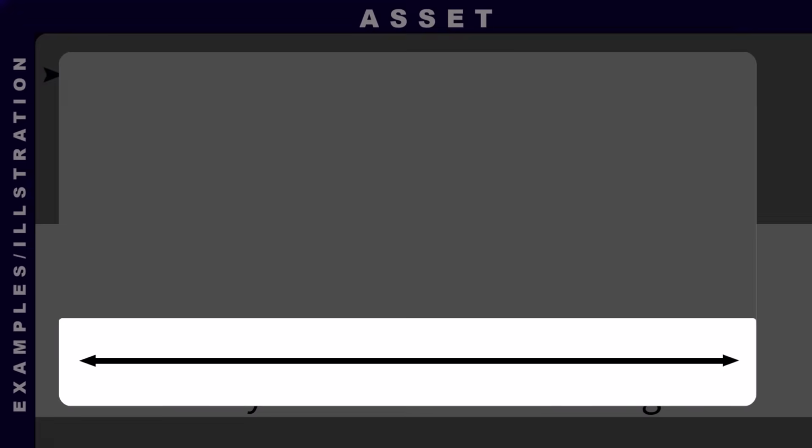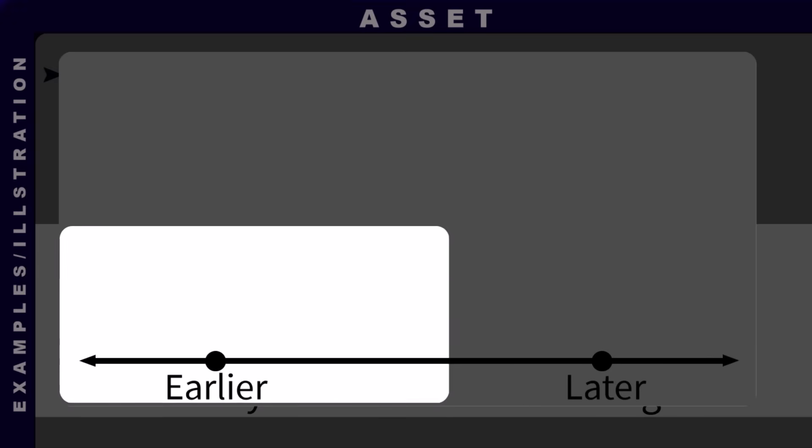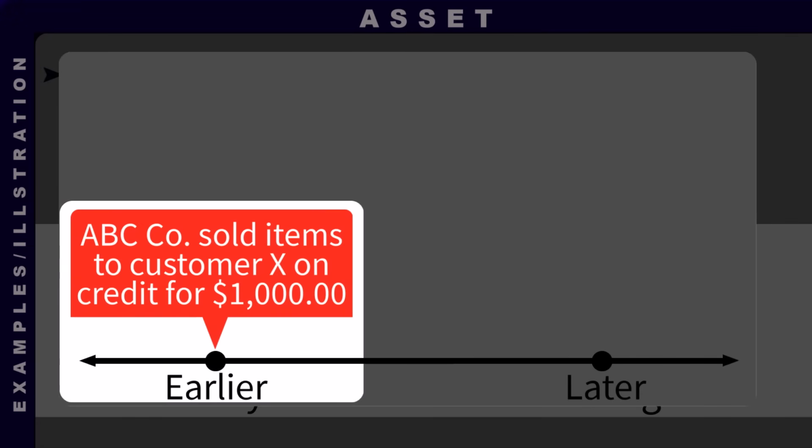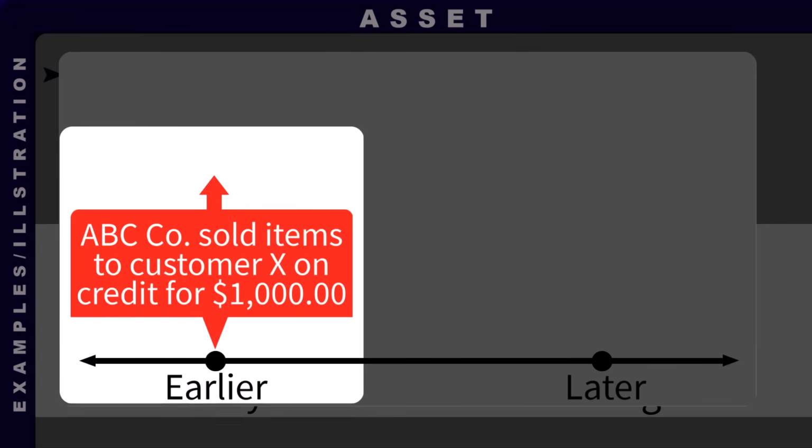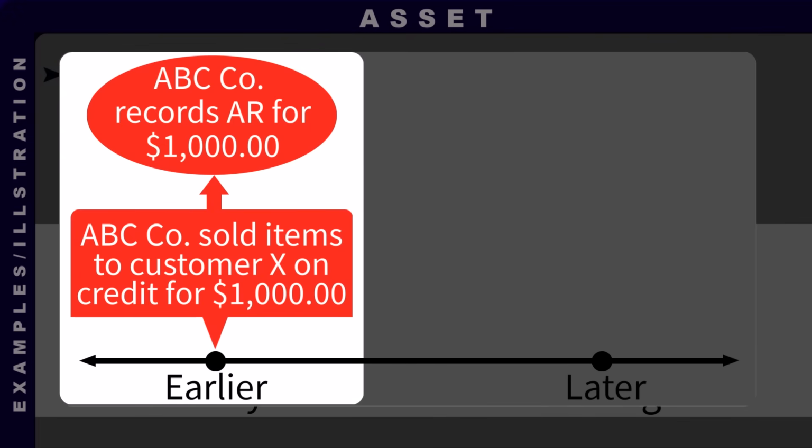First, look at the bottom where a timeline marked with 2 points, earlier and later, is shown. Let's see what happened earlier. Some items were sold to a customer on credit. Whenever a sale is made on credit, the selling business entity records accounts receivable for the price of the items sold. And this accounts receivable stays on the books until it is paid by the customer.